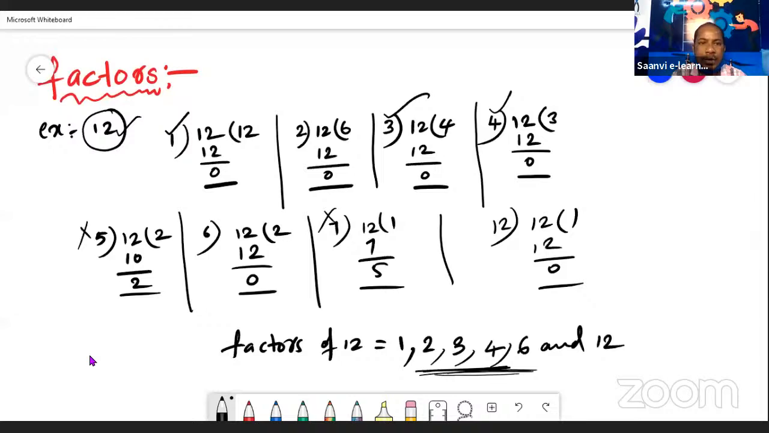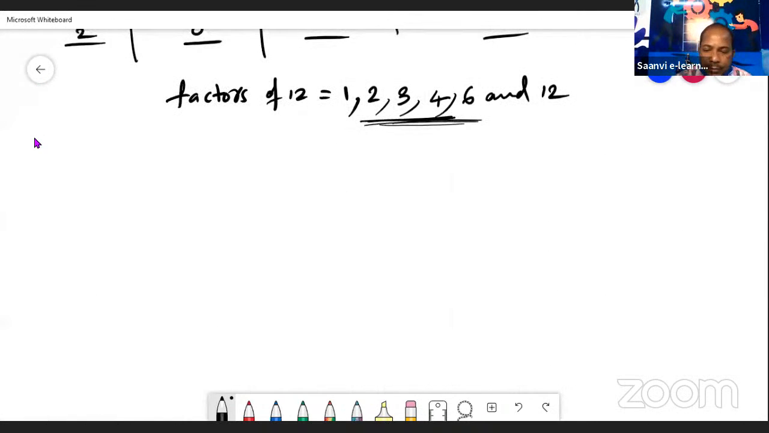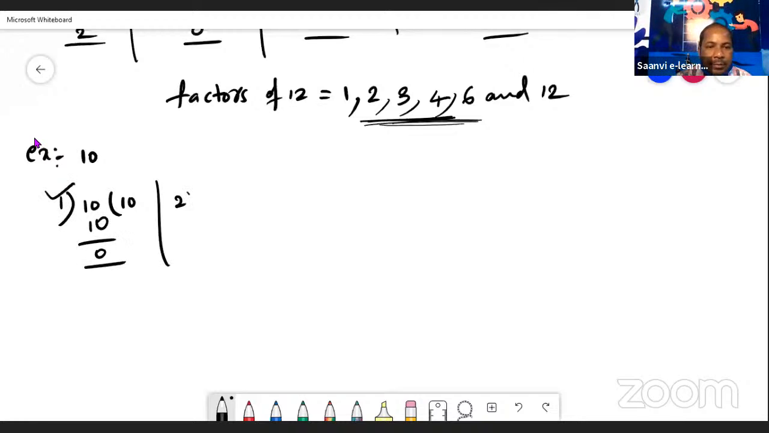Have you all understood, children? What are the factors? So let us see one more example. Suppose a number 10 is there. First of all, divide this 10 by 1. 1 10s are 10. So the number 1 divided exactly. Now divide by 2. 2 5s are 10. It also divided exactly.